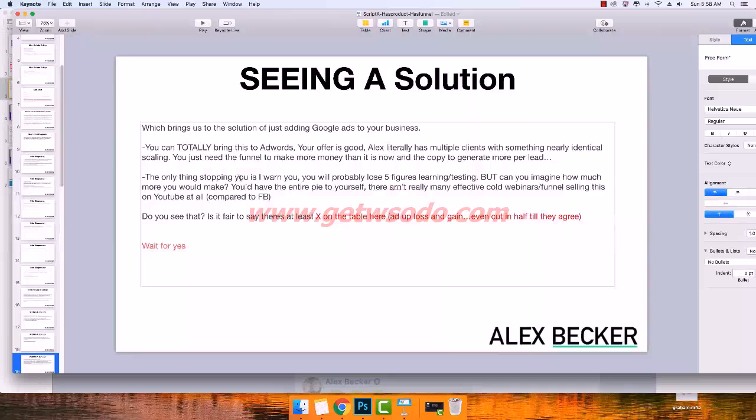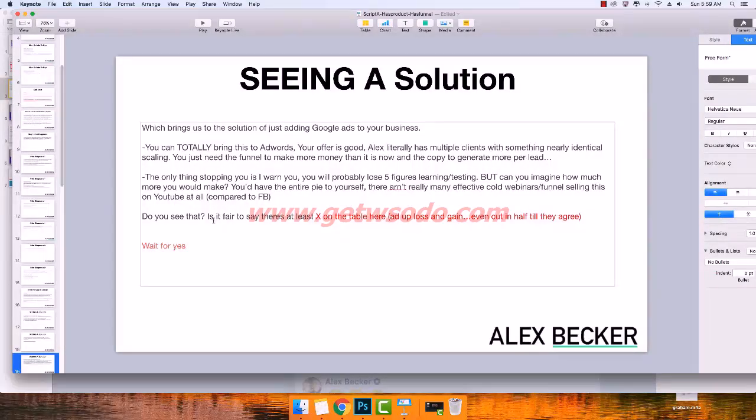And the only thing stopping you from getting on AdWords, as I warn you, is that you're probably going to lose five figures testing and learning. That's just usually what we see with people who do this on their own. Alex lost nearly $100,000 figuring it all out, and he's probably lost multiple hundreds of thousands with all of his tests and learning over the last 3 years. But the good news is, can you imagine how much more money you would make? You'd have the entire pie to yourself, since you'd be one of the few businesses actually running on AdWords successfully with this type of offer.